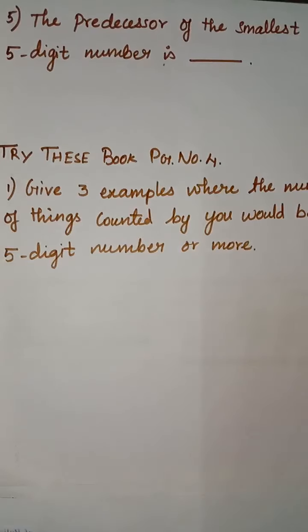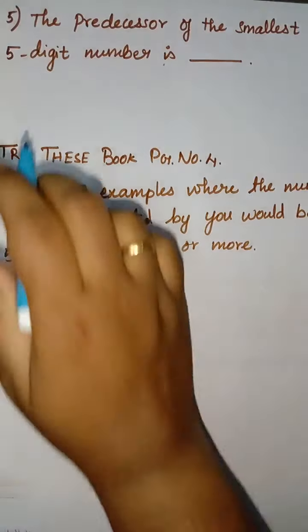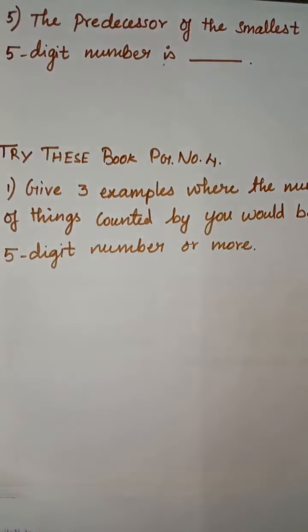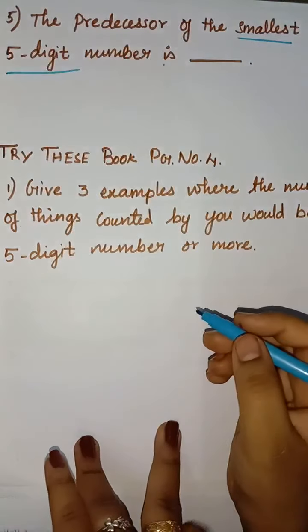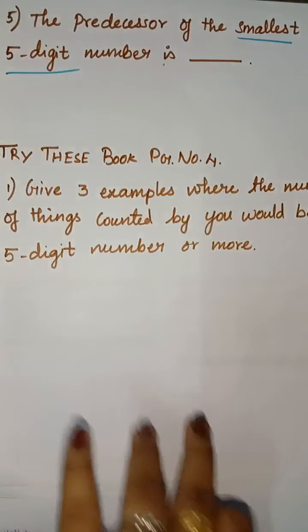Now, the predecessor of the smallest 5-digit number is, they are asking. So, what is meant by the smallest 5-digit number first? I already told you, the smallest 1-digit number is what?